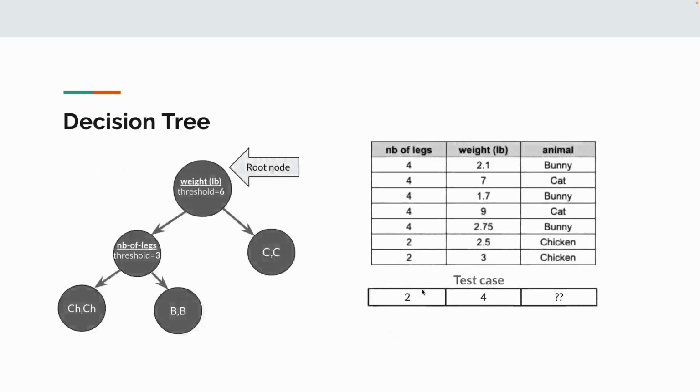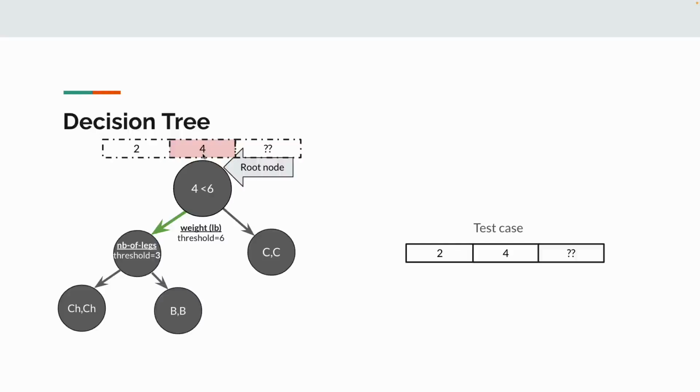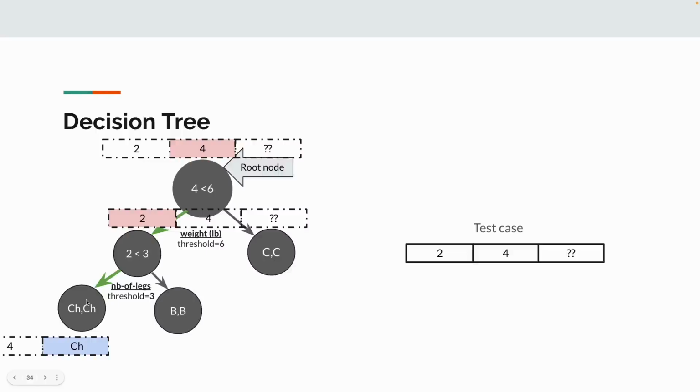So now we have a new data point with number of legs 2 and weight 4 lb. What will be its corresponding label? So how do you do that? The root node has weight threshold as its splitting criteria. The test point has 4 lb as its weight and 4 is less than 6, so the data point will move to the left node for the second check. And you have 2 as its legs. 2 is less than 3, so it will move to this node, and we found 2 chickens are there, so we can just label the data point as chicken.